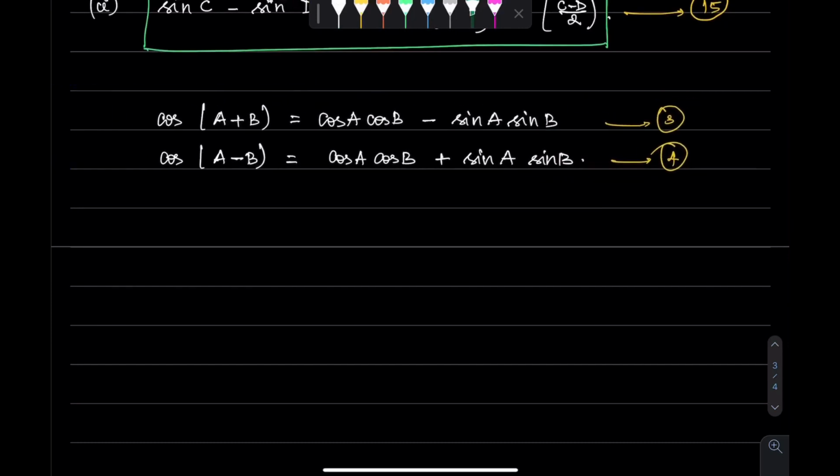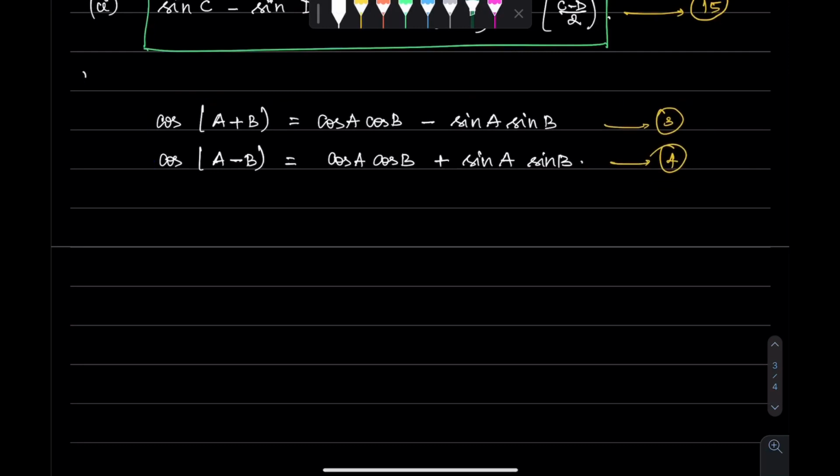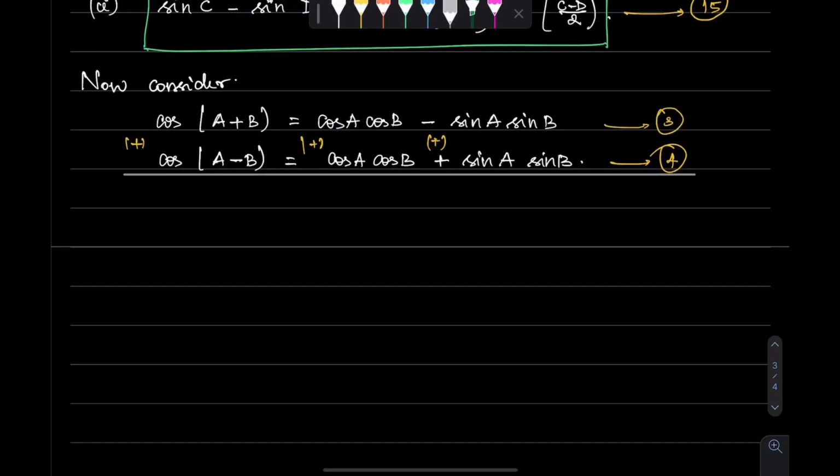So if I consider this, I'm going to add. What do I get if I add? Tell me. Yeah, I think you guys have predicted already. So can I directly write it? Can I say cos C plus cos D will be equal to, what happens? 2 cos, very good children, C plus D by 2 cos C minus D by 2, very good.